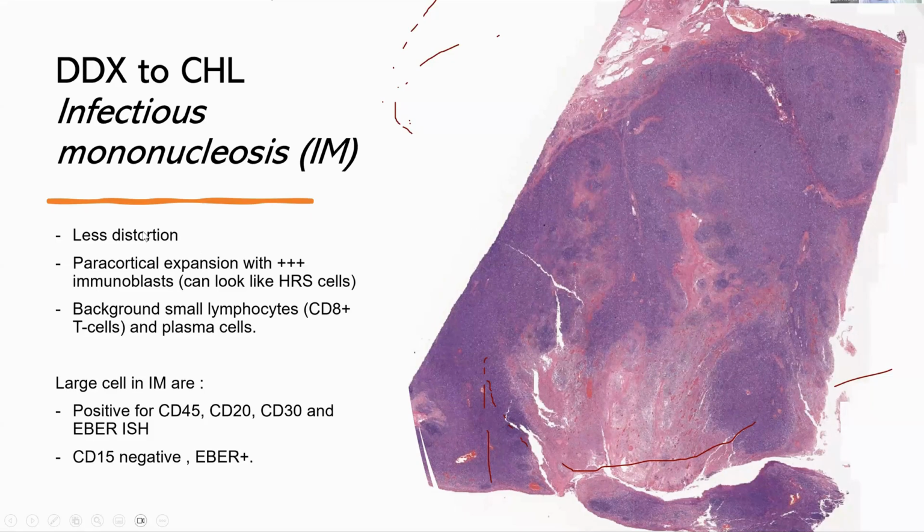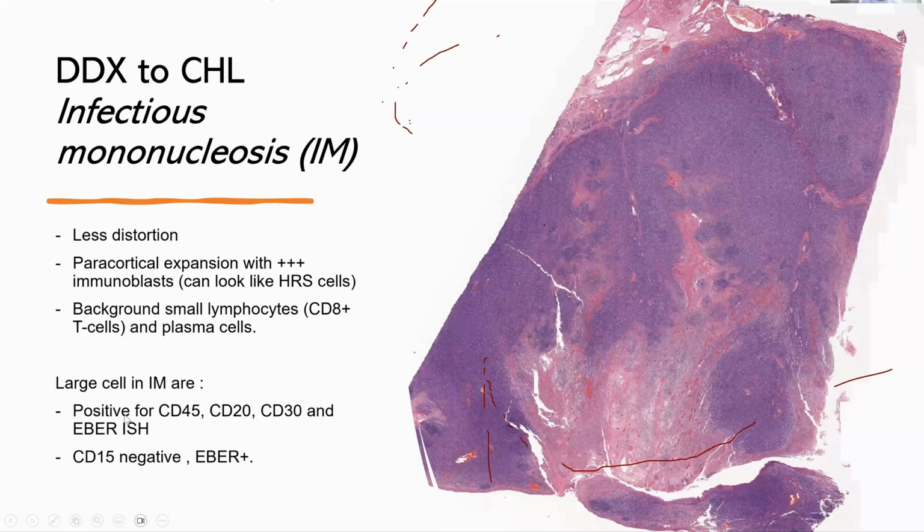Now, how can you differentiate between this and Hodgkin lymphoma? There will be less distortion of the overall architecture, and you can still see the follicles, slightly regressed, but you can still see them. You can also see necrosis, as well as some fibrosis, but not thick fibrosis. The paracortical expansion will have immunoblasts, and sometimes they can look like HRS cells. So these are the cells that you need to differentiate. In the background, there will be small lymphocytes, usually CD8 cells, and some plasma cells.